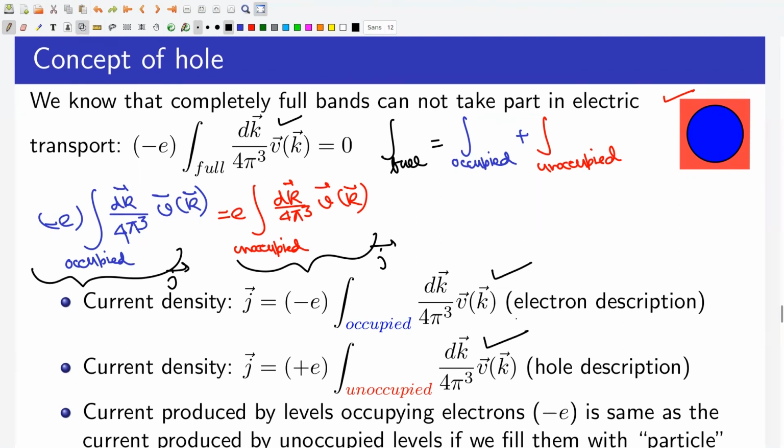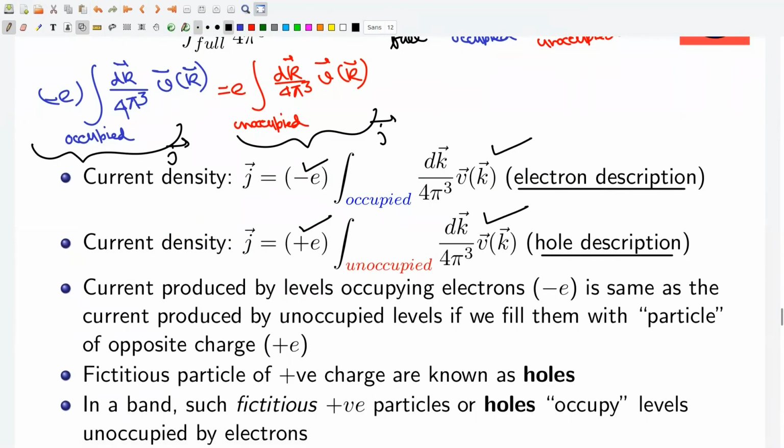The first one is known as the electron description, as the charge carrier is negative. The second one is the hole description, because if you note carefully in this equation, the charge carrier is positive. In conclusion, current produced by levels occupying electrons of charge minus E is same as the current produced by unoccupied levels if we fill them with particle of opposite charge, that is plus E.